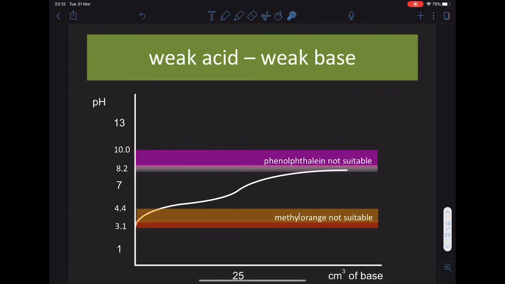Finally, we look at the pH curve for the weak acid and weak base titration, and here's the curve. And in this case, there's no indicator that is suitable, so none of these two indicators have the pH range or the indicator range within the vertical section of the pH curve, because simply there is no vertical section, so we can't use a suitable indicator to work out where the equivalence point would be in the titration at all.